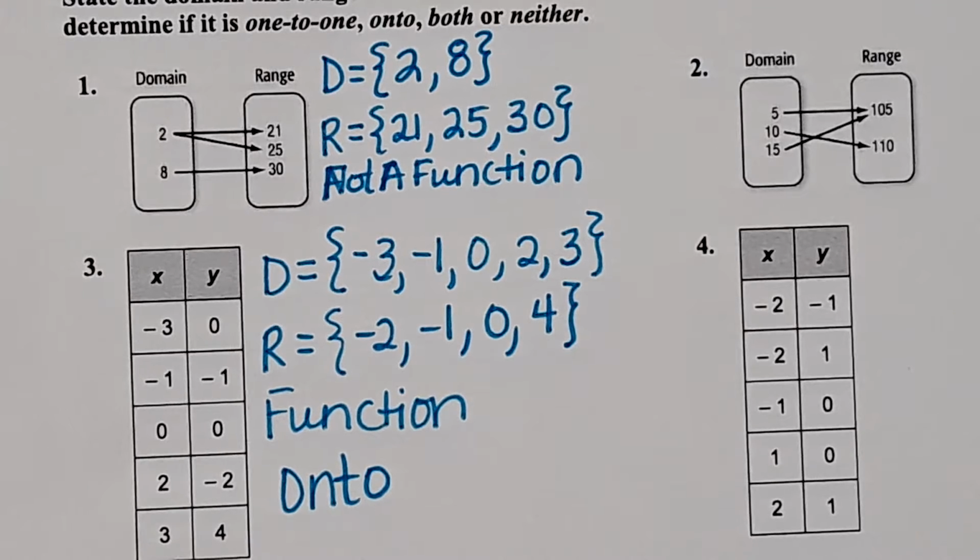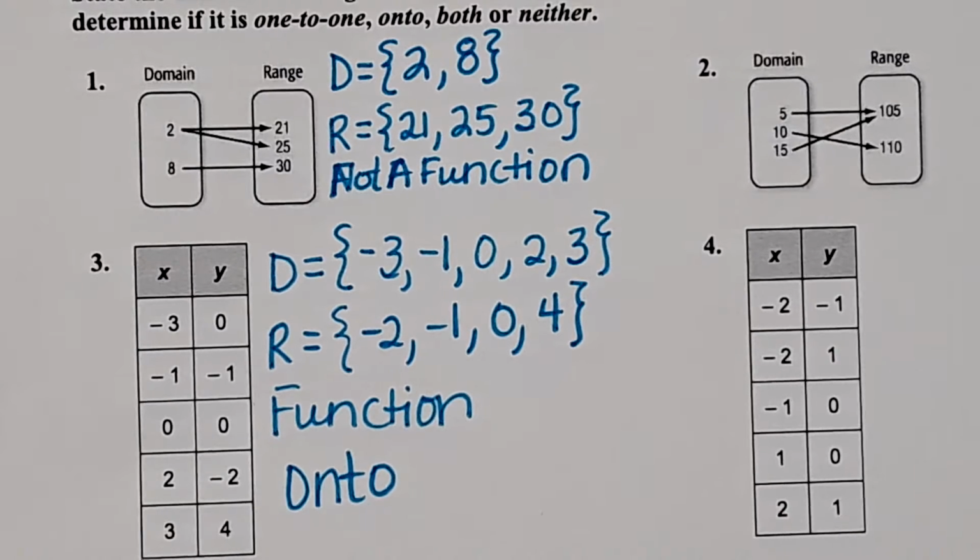Will I get points off in the test if I don't write both, or if I write one-to-one instead? Yes, because I'm going to ask you if it is one-to-one or onto. So if you wrote both for this one, that would be incorrect because it's only onto. I'm just saying, if it qualifies for one-to-one it can also be both. Yes, so I'll show you one that's a one-to-one that's not both. Okay.